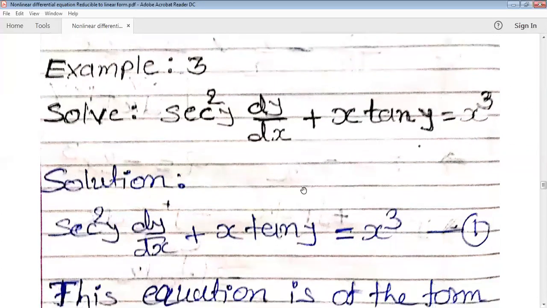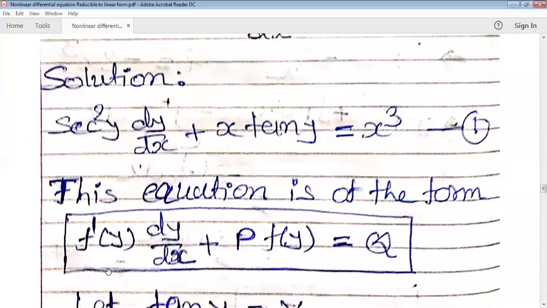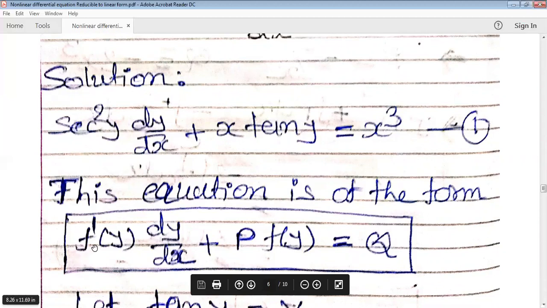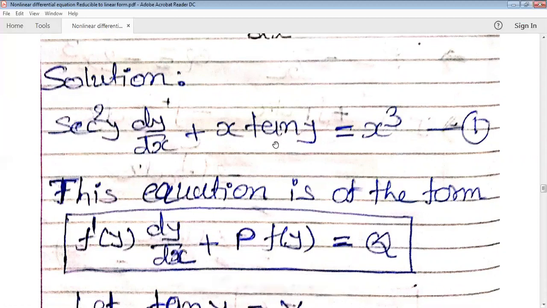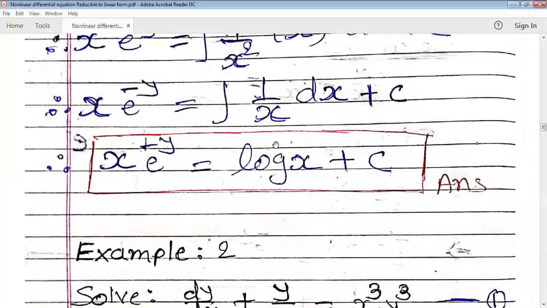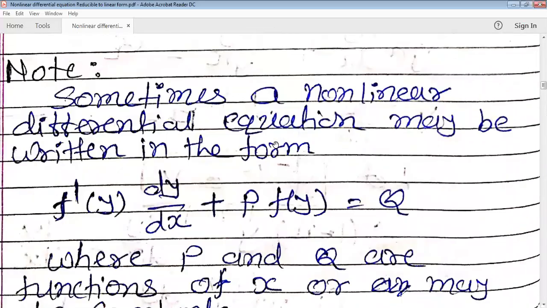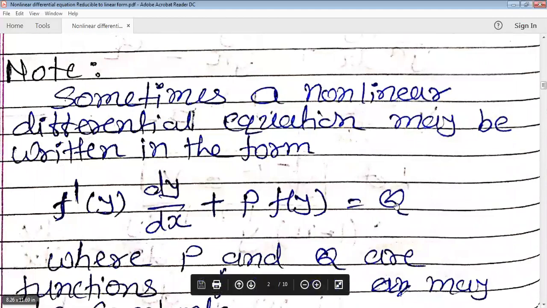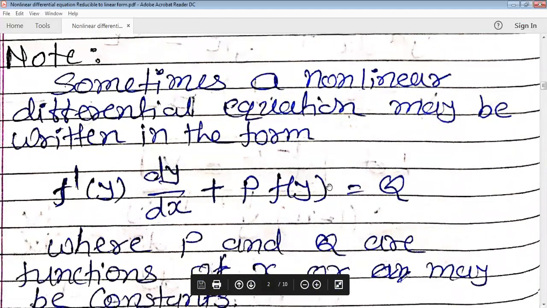But see, this equation is of the form f dash y dy by dx plus p f of y is equal to q. Here tan y is a function of y, and this x square y is a derivative of the function of y. If this type of equation is given, then this is also a non-linear equation. I have already told you this earlier, after the theory.